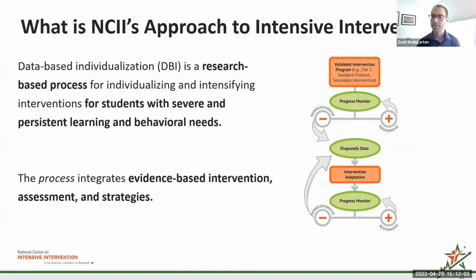We collect progress monitoring data to determine if the student is responsive to that intervention. If they're not responsive, we use diagnostic data to determine why not. Why isn't the student responsive? And then we adapt the intervention and we continue to collect progress monitoring data. And so this process is not an intervention in and of itself. It's not a program or a package that you could take off the shelf, but it's really an ongoing process of using data and individualizing an intervention.